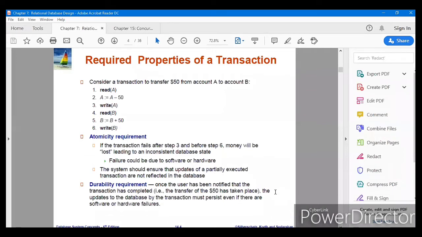Okay, or if all the 6 transactions happen, that means all 6 instructions have happened, then we say that the transaction has been performed in full. So atomicity, again I'll repeat: either the transaction should be full or null, but it should not be partially executed.